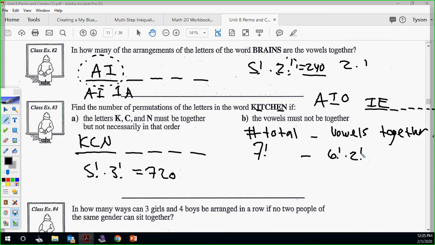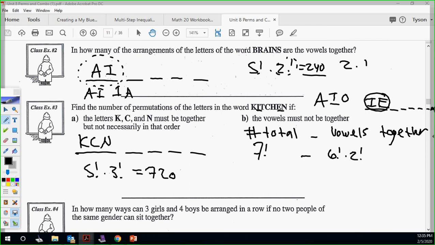Why is there 7 in the start? Or which one? No, just the vowels together. So the vowels together, there's only 2 vowels, so I group them in one spot. That's 2 of the 7 letters. So there's 5 more spots. Oh, I have 6 there. Sorry, that's why. There's 5 spots after.